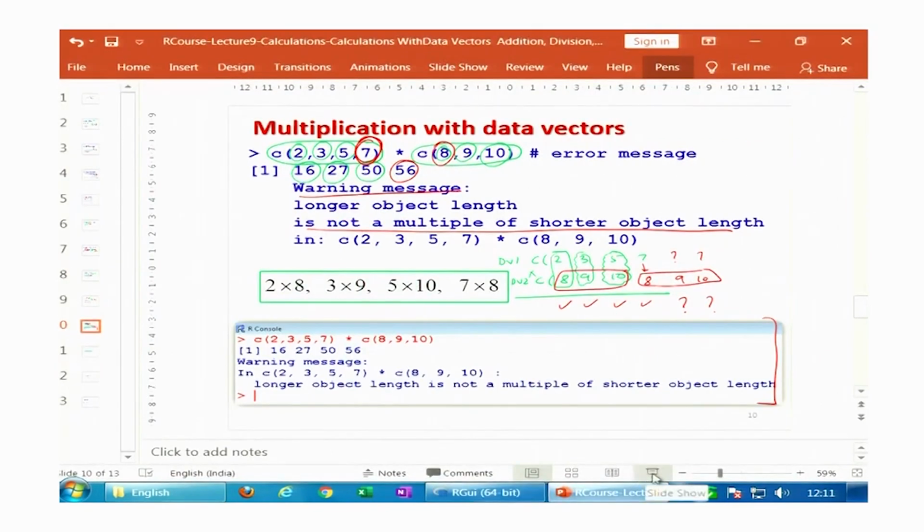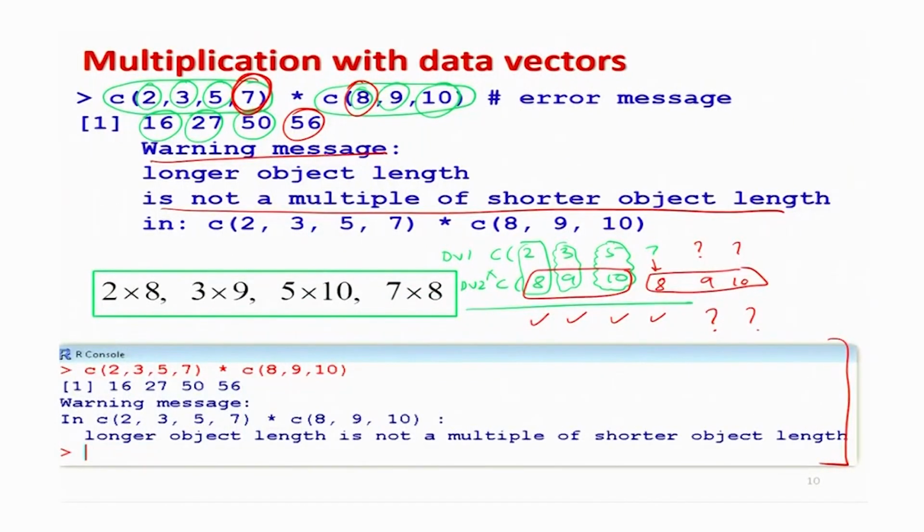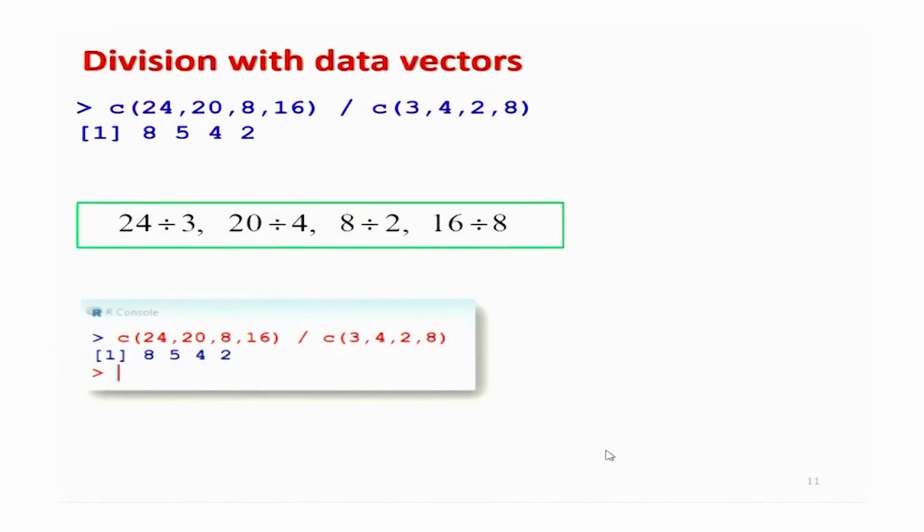Now, finally, about the division. I am sure that you have understood all the operations, so it will not be a difficult thing for you. You can see here that I am trying to take two data vectors. The first data vector has 4 elements 24, 20, 8 and 16, and the second data vector also has 4 elements 3, 4, 2 and 8. So, you are trying to divide. What will happen? Once again the division will be done with respect to the position.